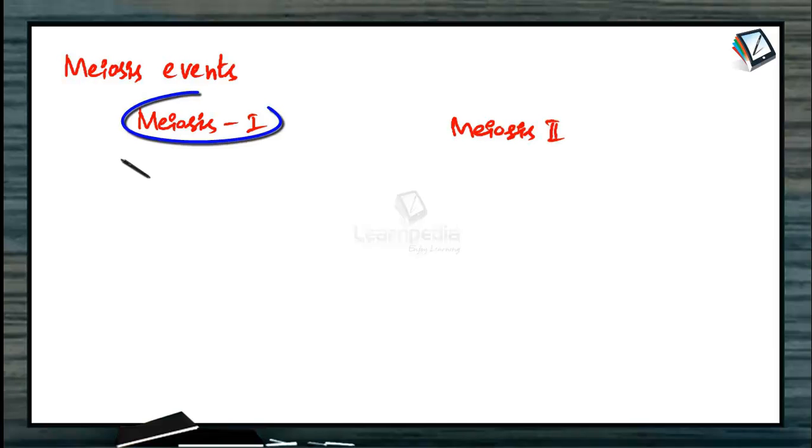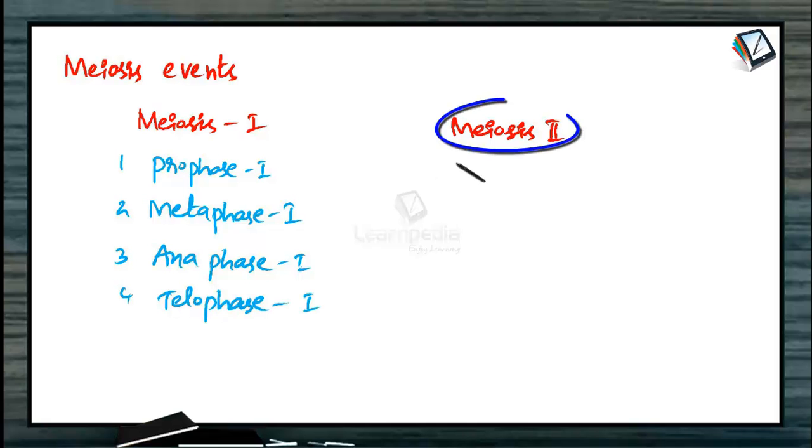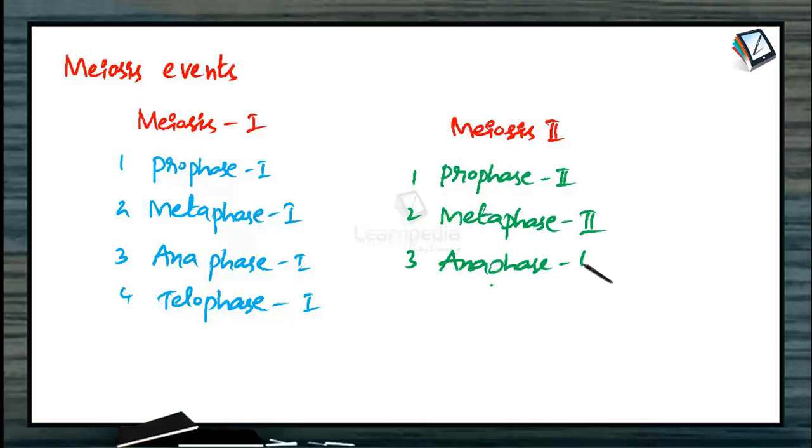So, meiosis events, that is meiosis I and meiosis II. In meiosis I: prophase I, metaphase I, anaphase I and telophase I. Similarly, in meiosis II: prophase II, metaphase II, anaphase II and telophase II. So these are the events that occur in meiosis. First one, in meiosis I, prophase I.